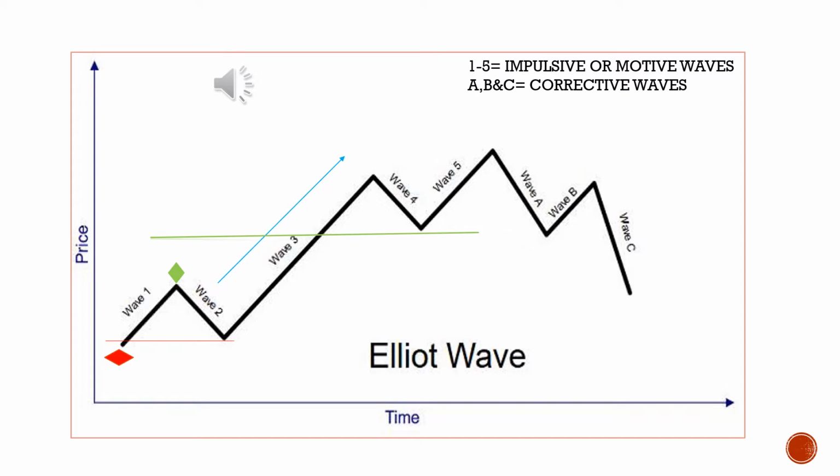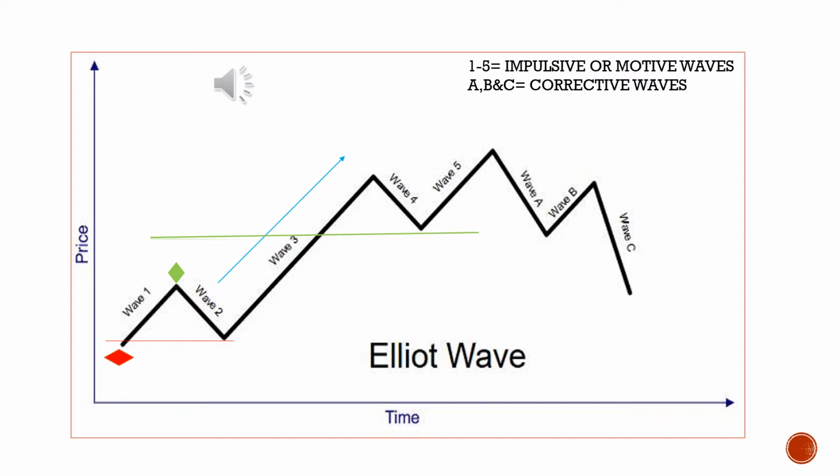This is an Elliott wave cycle. On the x-axis you see price and on the y-axis you see time. In this theory, stock prices are used to track the movement of the market. So the stock prices form waves for a particular time duration.